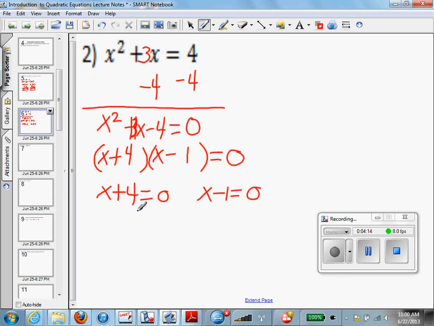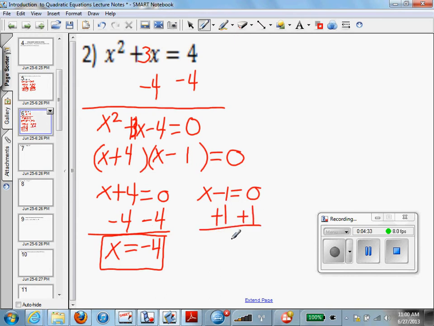On the first piece, x plus 4 equals 0, to get x by itself, subtract 4 on both sides of the equation. It leaves you with x equals 0 minus 4, or just x is equal to negative 4. On the other piece, we have x minus 1 equals 0. To get x by itself, add 1 to both sides of the equation. You have x equals 0 plus 1, or x is just equal to 1.